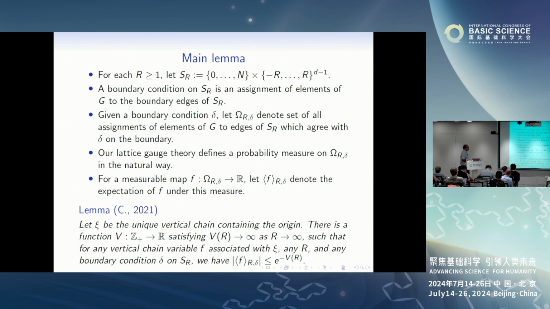Now here is a lemma. Let psi be the unique vertical chain containing the origin. Then there is a function VR, which tends to infinity as r goes to infinity, so that any vertical chain variable has expectation bounded by e to the minus VR. Of course, under the hypothesis of our theorem, if center symmetry is unbroken, then this holds. So you can find a function VR so that any vertical chain variable has this exponentially decaying expectation, irrespective of boundary condition.